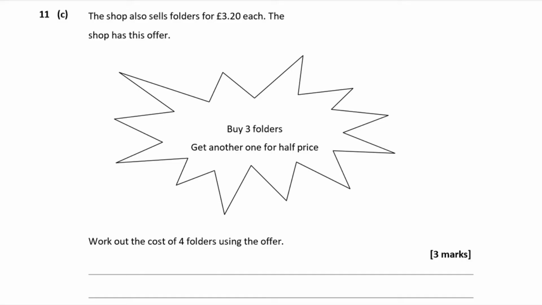Okay, so if you're going to buy 3 folders at full price, that's £3.20, £3.20 and £3.20. And then you're going to buy 1 at half price, half of £3.20, that's £1.60, isn't it? So we're going to have to add up those 4 costs. 0, 0, 0 and 0, 0. 2, 4, 6 and 6 makes 12, so that's 2 carry 1. That's 4, 7, 8, 11. £11.20. Okay, so the cost of 4 folders using the offer is going to be £11.20.